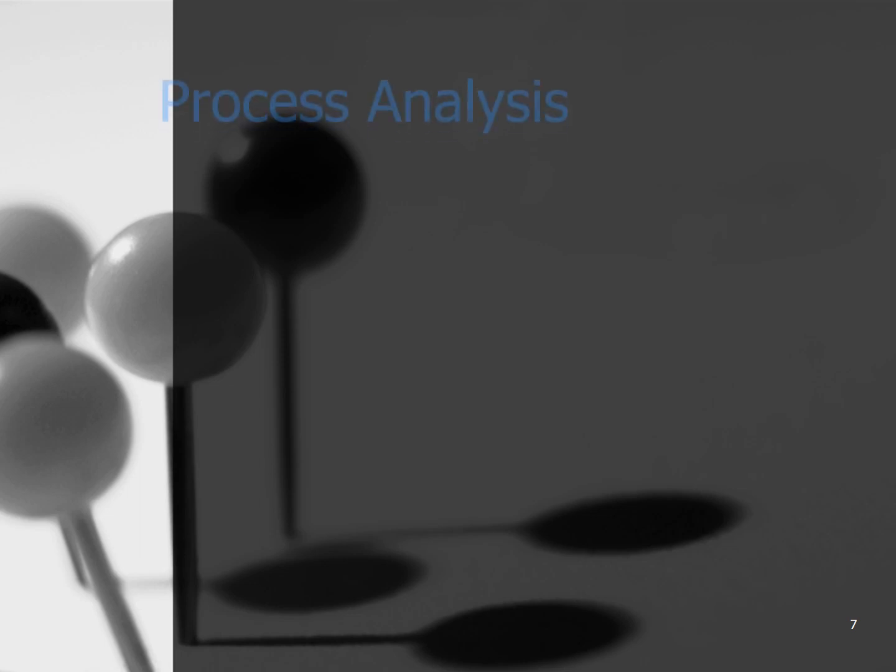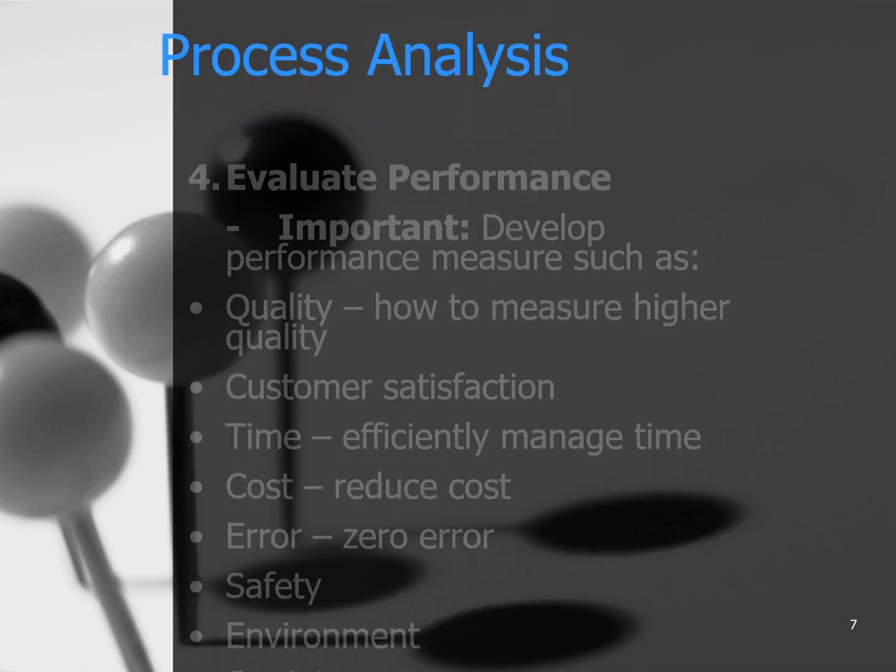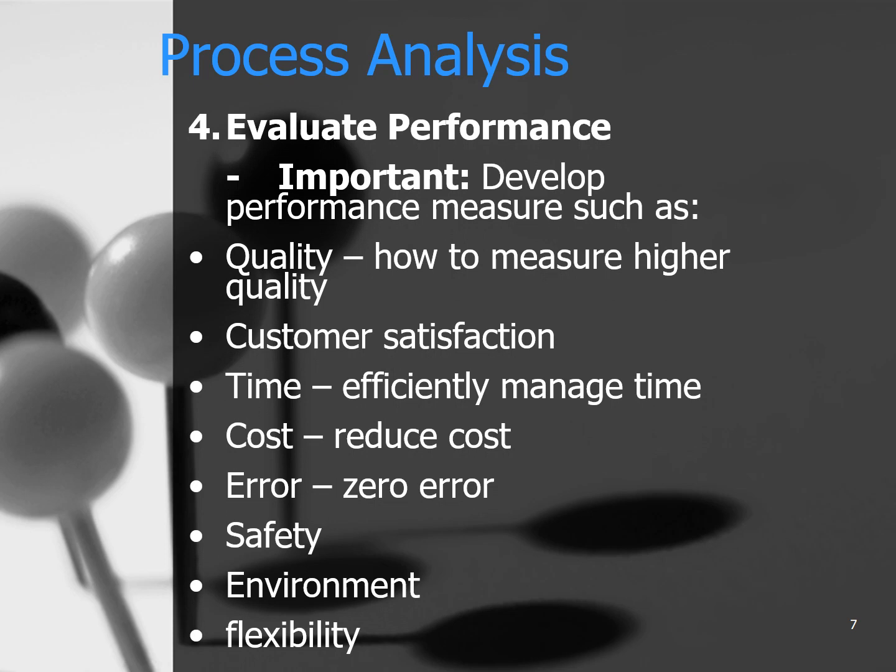The fourth systematic approach to process analysis is to evaluate performance. We need to identify the performance measurements that will be established for the process and the steps within it. So create multiple measures of quality, how to measure higher quality, customer satisfaction, how do we measure customer satisfaction, time, whether it is efficiently managed, cost, how to reduce cost, error-free, zero error, safety, environment, flexibility, or any other key competitive priorities.